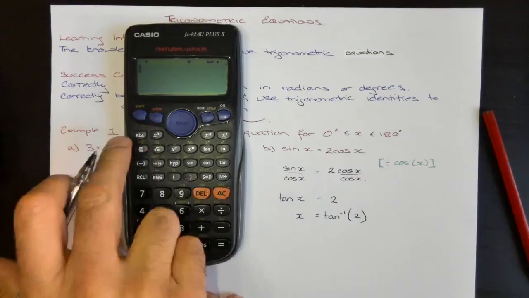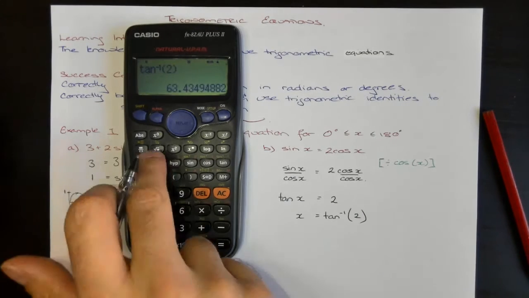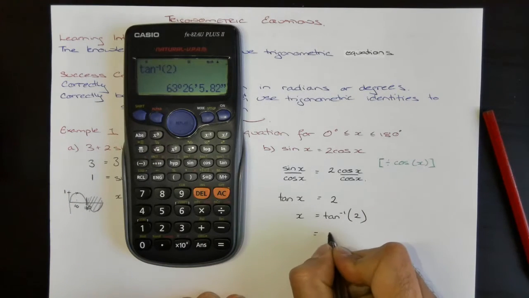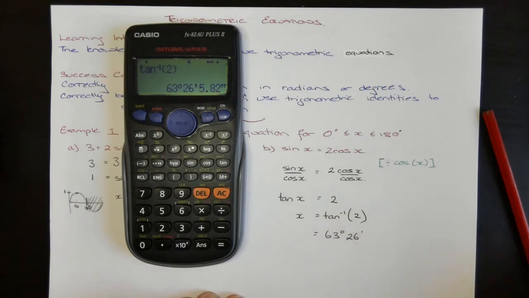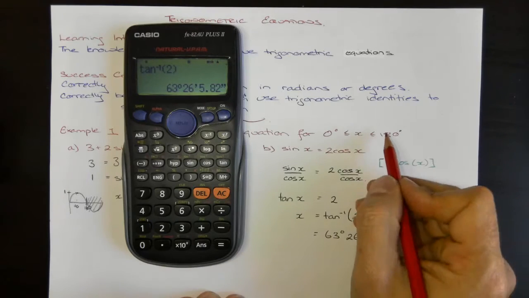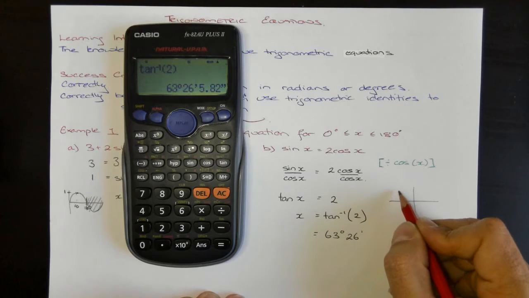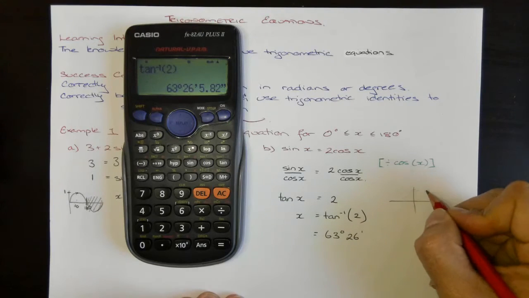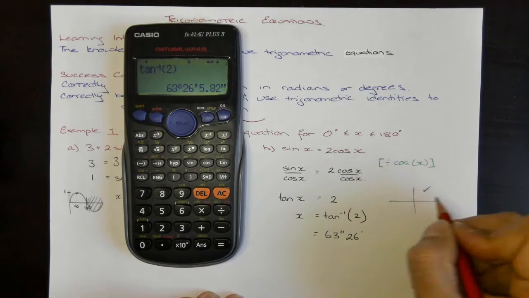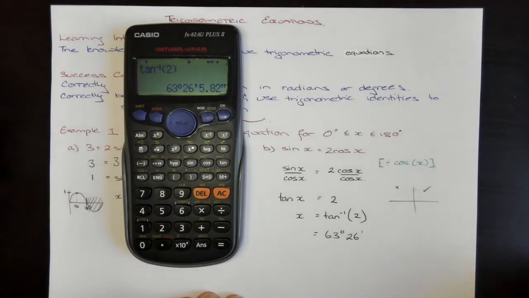Alright, so let's do the first part. So shift tan of 2. We'll do it to the nearest minute. So 63 degrees and 26 minutes. I'm only concerned between 0 and 180, so I'm only concerned with these quadrants at the top here. Tan is positive in the first quadrant, but negative in the second quadrant. So I only get one solution. So x is 63 degrees and 26 minutes.